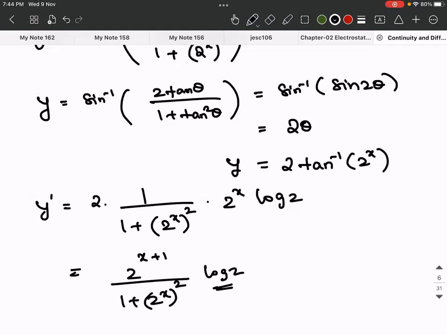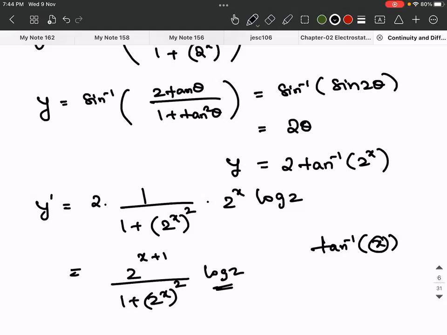Sir, should we use chain rule for 2 power x? Sorry, I didn't get you. Come again. Should we use chain rule for 2 power x? Yes, we need to, because 2 power x is a separate function. See, as long as you don't have x alone inside, you need to always go with chain rule.